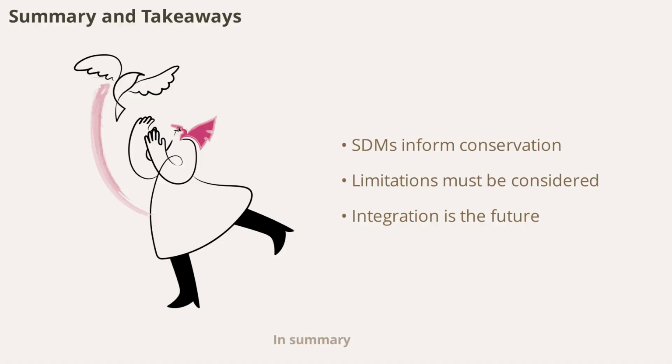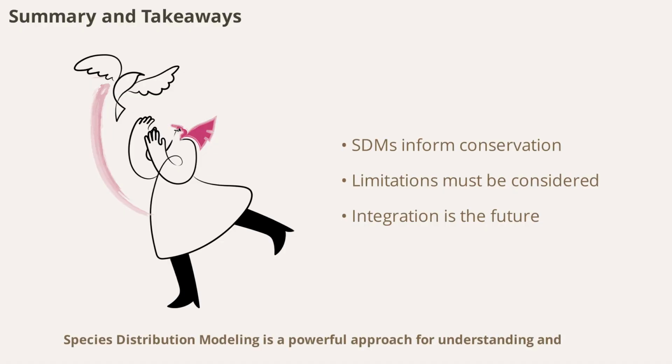In summary, species distribution modeling is a powerful approach for understanding and predicting where species live and how they respond to environmental change. While SDMs have limitations, especially when projecting to new conditions, they provide essential insights for biodiversity assessment, conservation planning, and ecological research. By combining robust data, sound ecological theory, and advanced modeling techniques, SDMs help us make informed decisions to protect our planet's biodiversity.